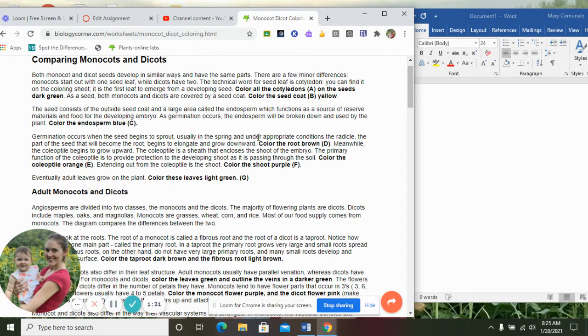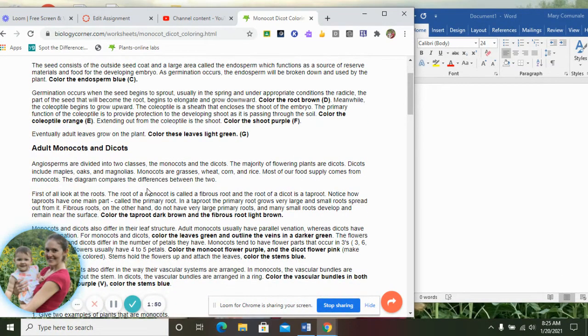The seed consists of the outside seed coat and a large area called the endosperm, which functions as a source of reserve materials and food for the developing embryo. As germination occurs, the endosperm will be broken down and used by the plants. Color the endosperm blue. Germination occurs when the seed begins to sprout. Usually in the spring and under appropriate conditions, the radicle, the part of the seed that will become the root, begins to elongate and grow downward.